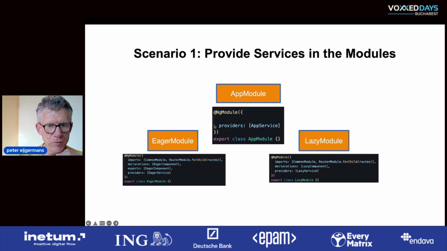What should you expect when I change my program with this situation? The app service and the Eager service are all registered in the root module injector. So they are available application-wide. This one is application-wide available, and this is an Eager module, so this is also application-wide available. For a Lazy module, this is different. For the Lazy module, the LazyService is only available in the Lazy module itself.